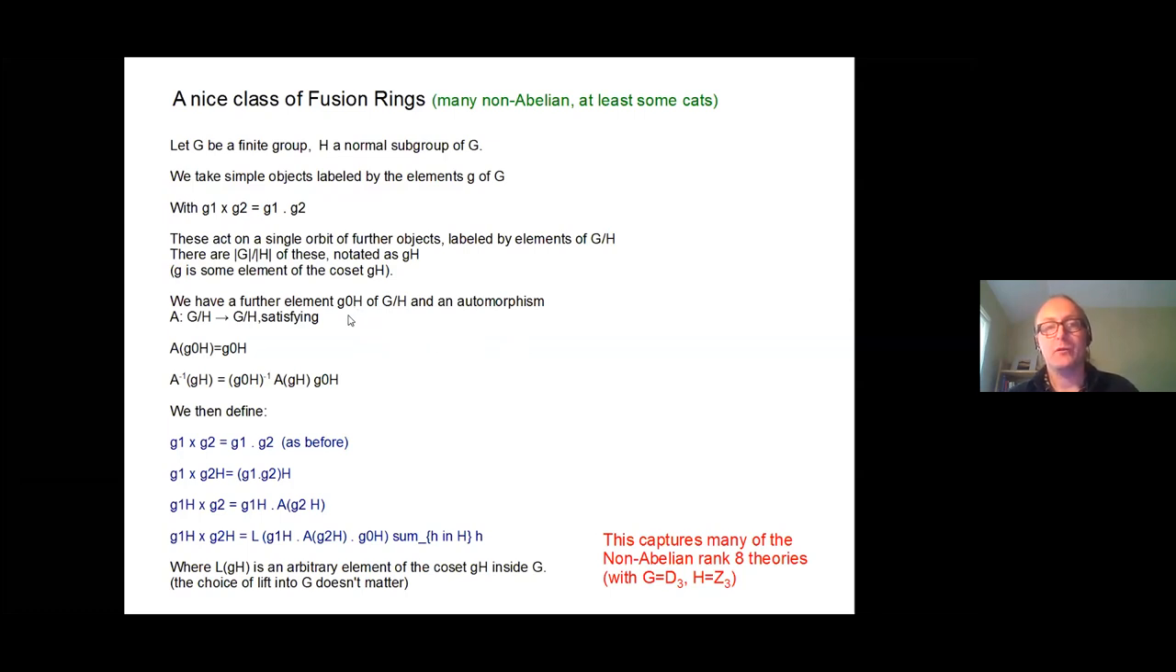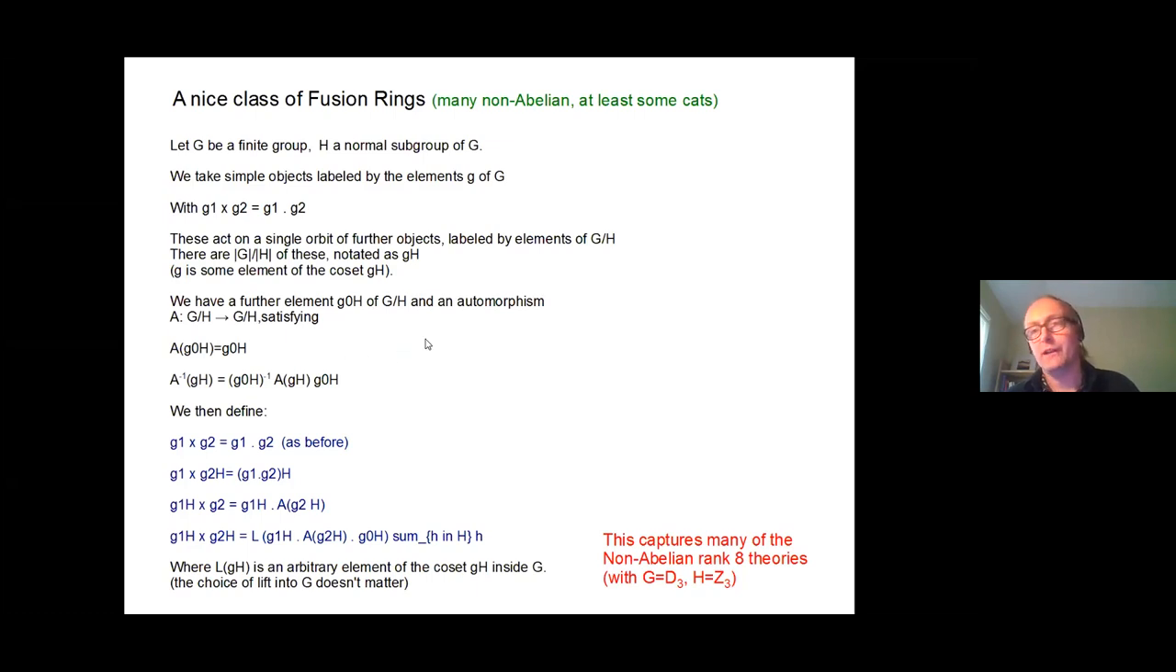In addition, we have a non-trivial coset element of G mod H, so Z2, so two choices here. Also, we have an automorphism of the quotient group. Once we have chosen all of those, the automorphism and the special element have to satisfy these two equations, but it's very easy to satisfy these.